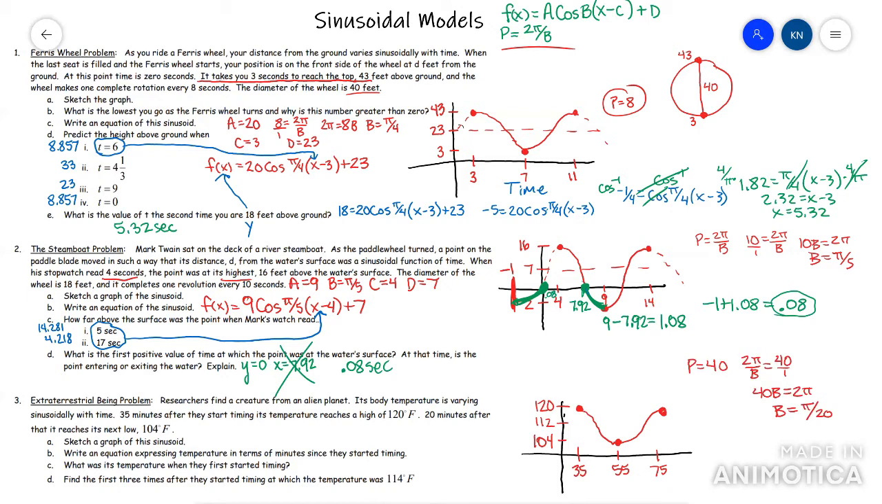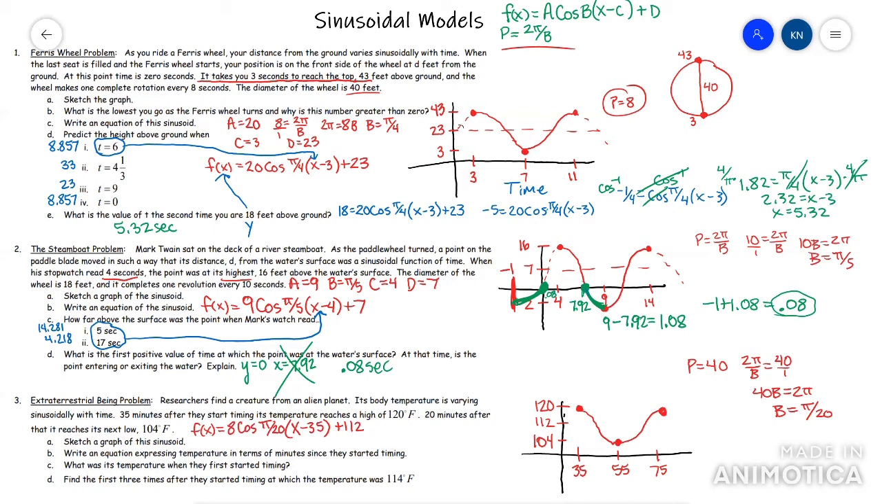f of x equals, your A value is your distance off the midline, 8. This is a positive cosine function. So for example, if I had started low and then been given the high, like this, it would have been a negative 8 cosine. Just keep that in mind. But anyways, this one's a positive cosine. Your B value was pi over 20. The start was at 35. And your midline is 112. There's my equation.